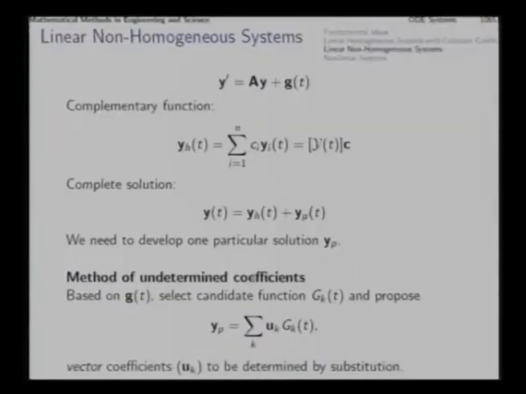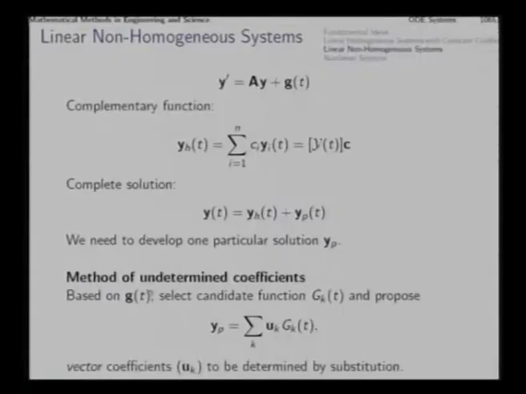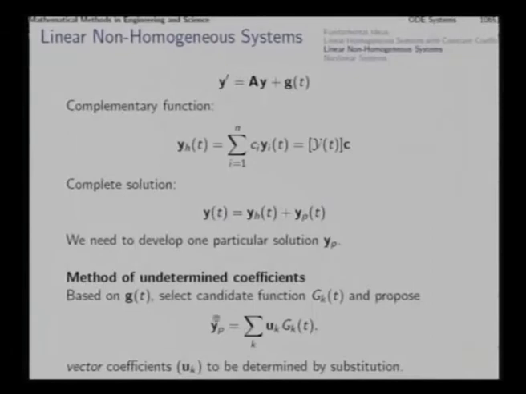So, for the method of undetermined coefficients, of course, the understanding is that the coefficient matrix must be constant, and as g(t), only certain classes of functions can appear for the undetermined coefficients method to operate. Those special classes of functions are polynomials, exponentials, sinusoids and their combinations, maybe through products and sums. Now, based on g(t), we select candidate functions, this capital G_k(t), in the same way as we did in the case of single ordinary differential equations, and then propose the particular integral like this.